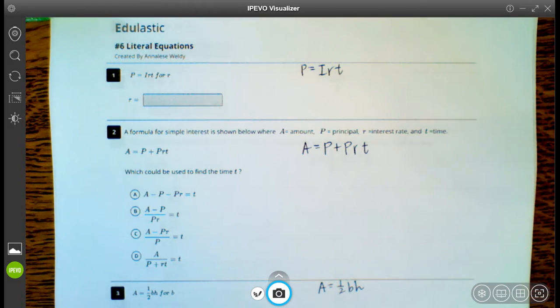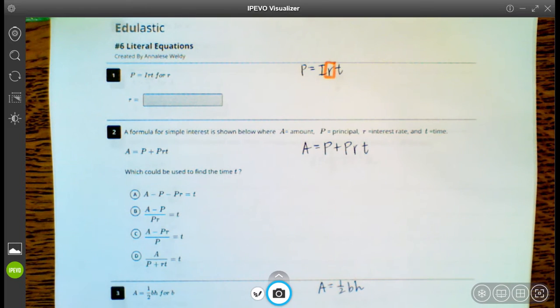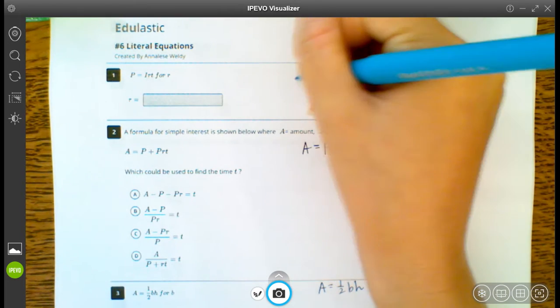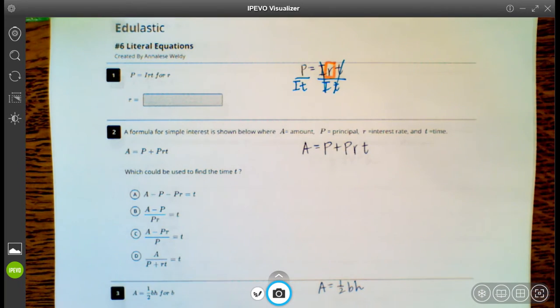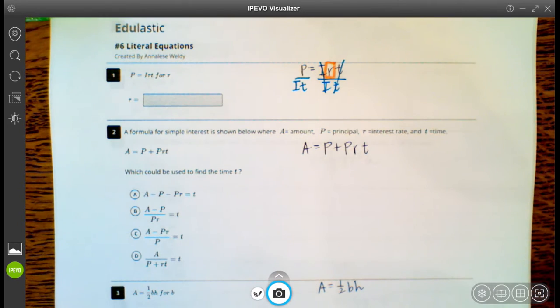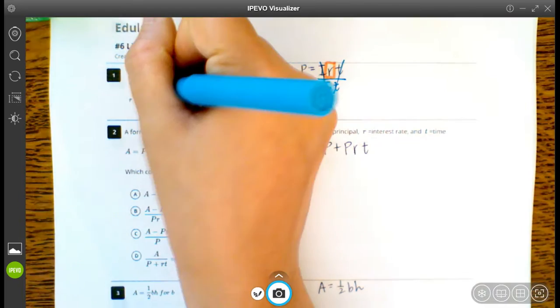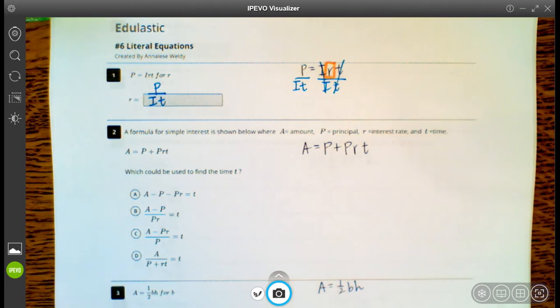On number 1, you want to find r, okay? And right now, r is sitting right beside I and T. When they sit side by side like that, that means that we're multiplying all of those together. So to undo that operation of multiply, we divide both sides by the I and the T. Both of them were being multiplied by r. So when we do that, we end up getting r completely by himself on the right side, which means that we have solved for r. So our answer here is capital P over capital I, T. And you're done.